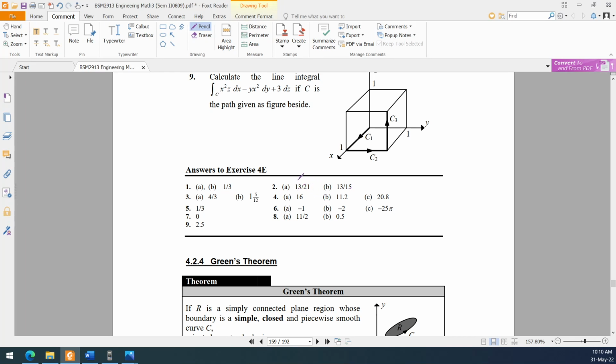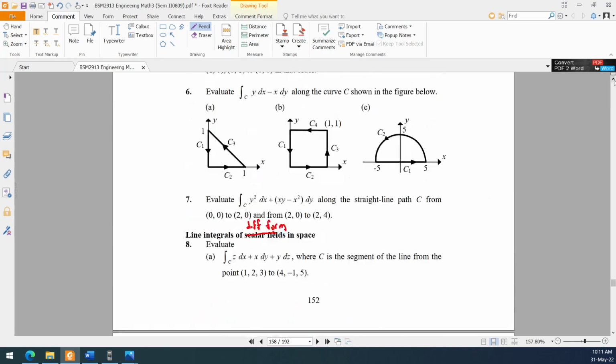Question 2, we have the same line integral, same starting point 0, 0 to 1, 1, but a different path. With a different path, you should get a different answer. So this shows that the line integral depends on path. This is path y equal x squared, and this path x equal y squared. Different paths will give you different answers.